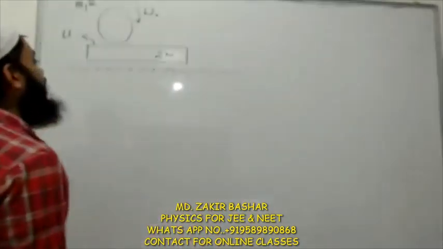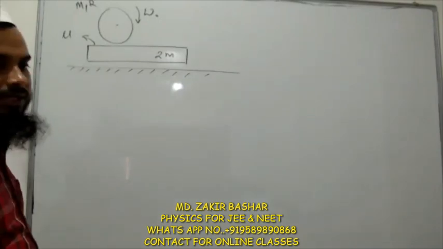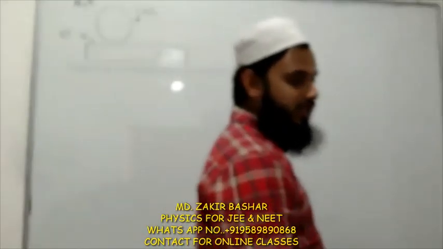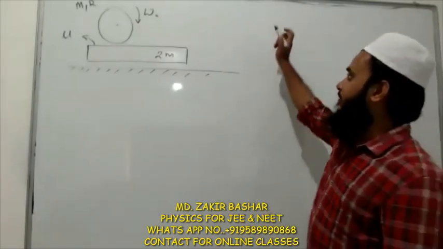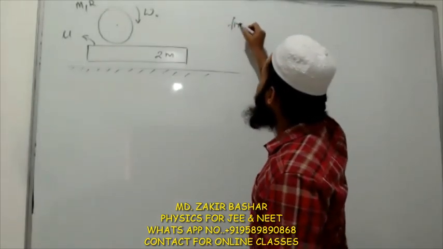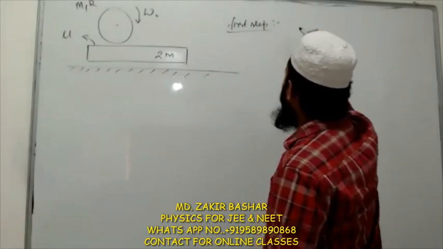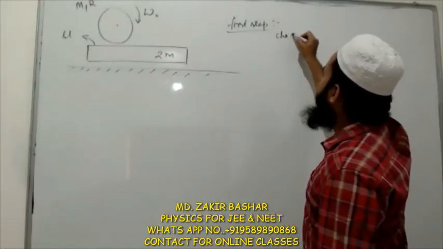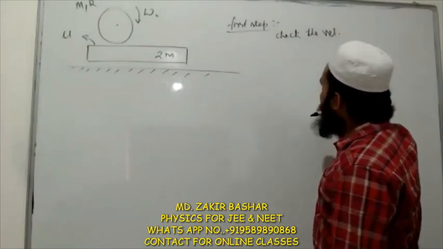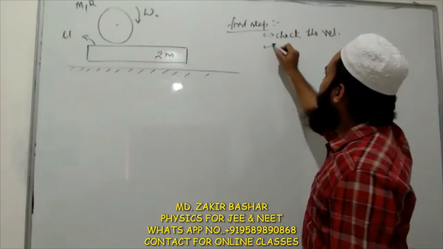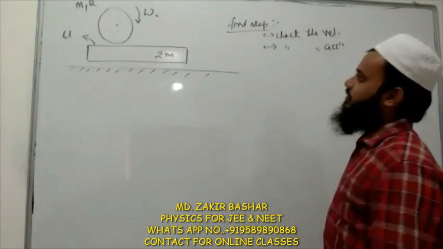If you want to find the value, direction, and type of the friction force, what will be the first step? The first step will always be, what should it be? You have to check the velocity. If velocity is not different, then check the acceleration of the point of contact.